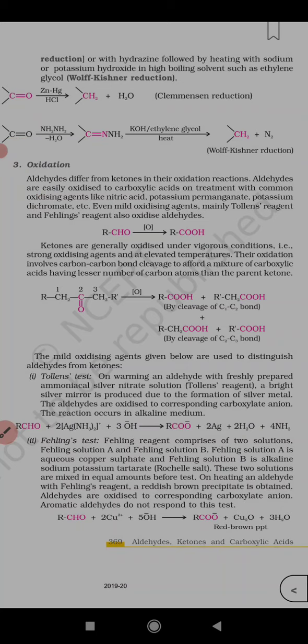Fehling's test. Fehling reagent comprises two solutions, Fehling solution A and Fehling solution B. Fehling solution A is aqueous copper sulfate. Fehling solution B is alkaline sodium potassium tartrate, Rochelle salt. These two solutions are mixed in equal amounts before the test.